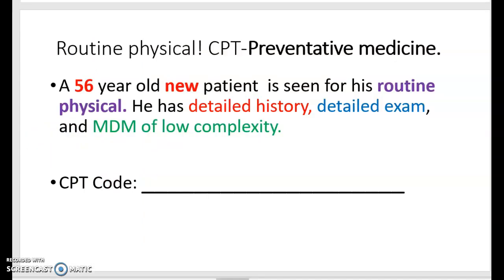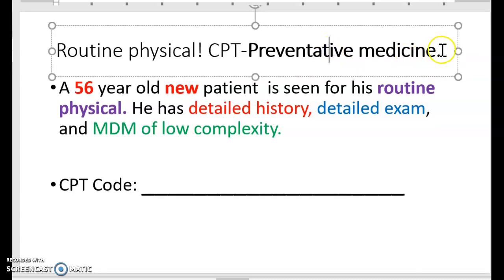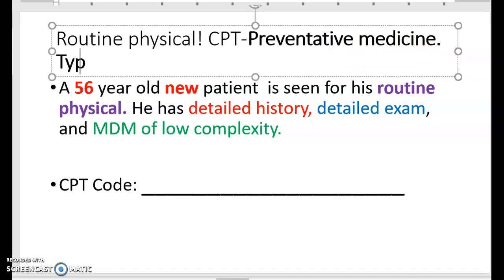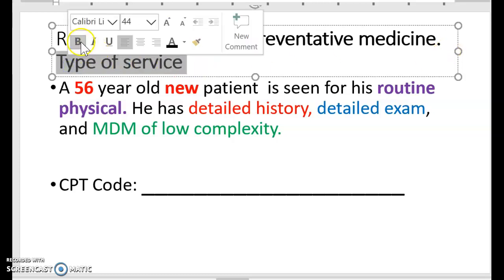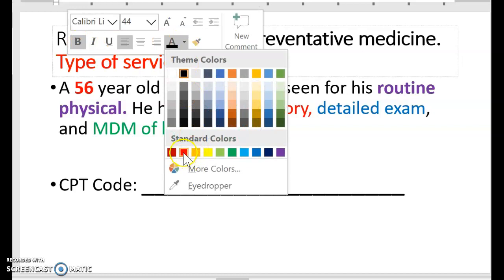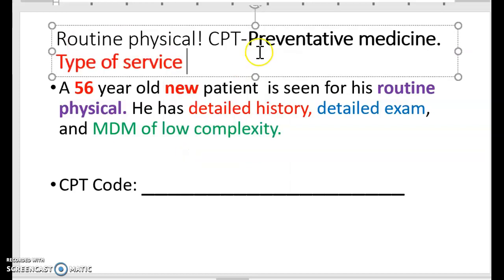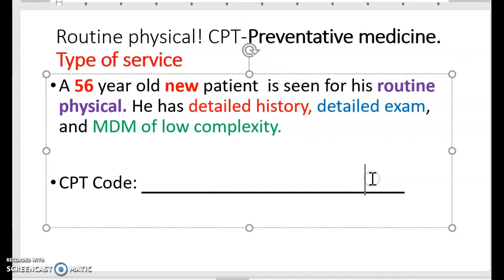Another concept in evaluation management is preventative medicine. Now remember how we were looking for office visits? That was a location. Preventative medicine is not a location, it is a type of service. Okay? So you will hear these words all the time. So in evaluation management, we don't just code for locations, we also code for type of services.